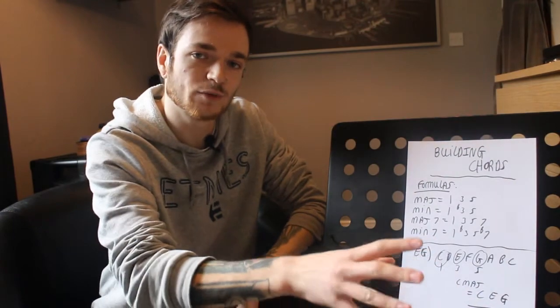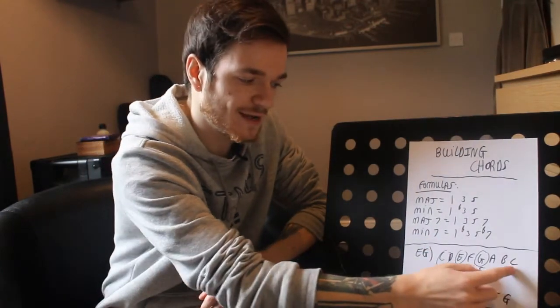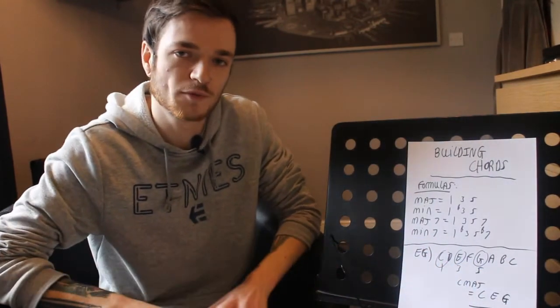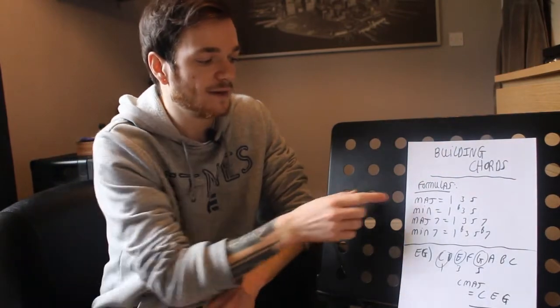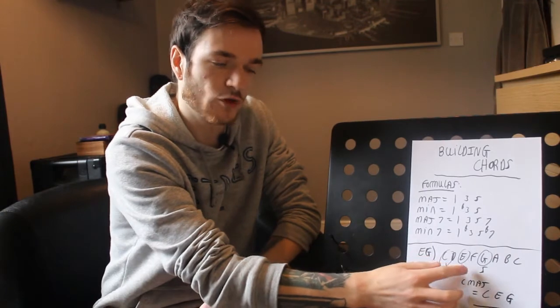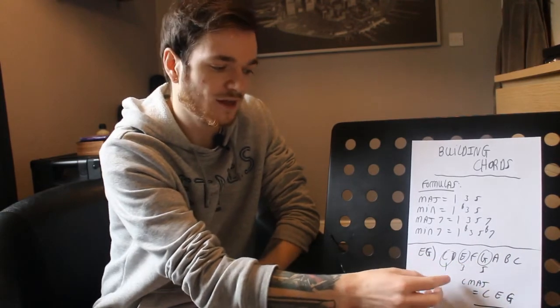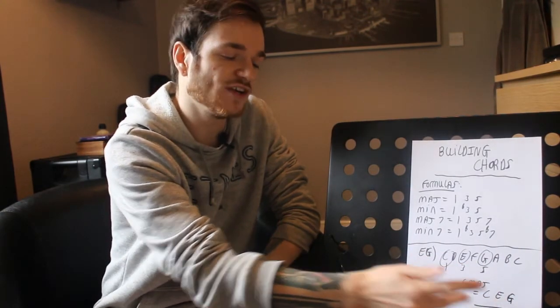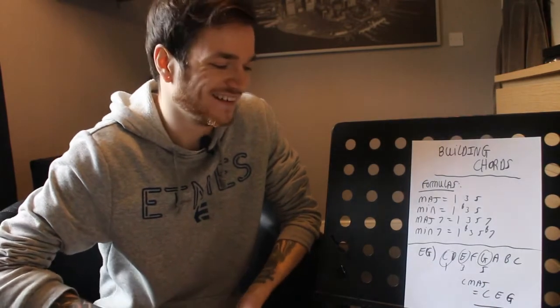To keep it nice and simple, I've done C. So I've written out a C major scale, okay? C to C, no sharps or flats. And I'm just going to do a C major chord, alright? So I've circled the first, third, and fifth notes in that scale. That then gives me C, E, G. It spells CEG, it's really easy to remember.